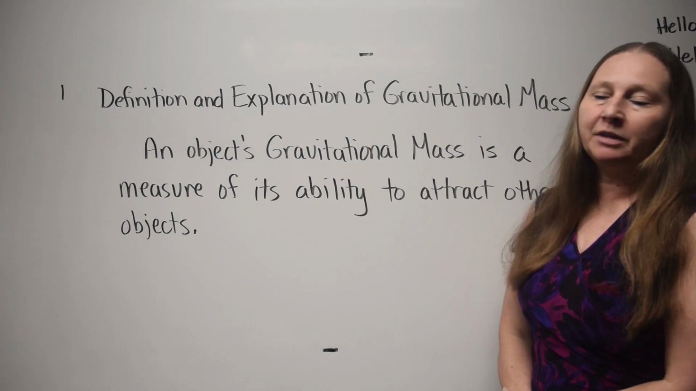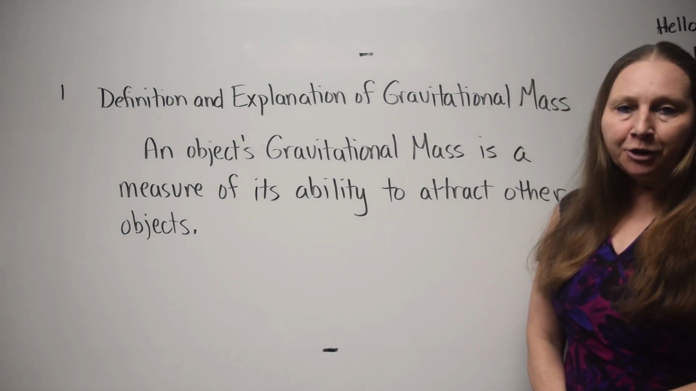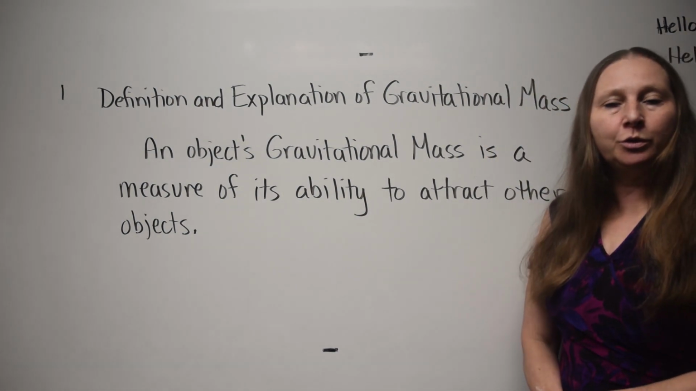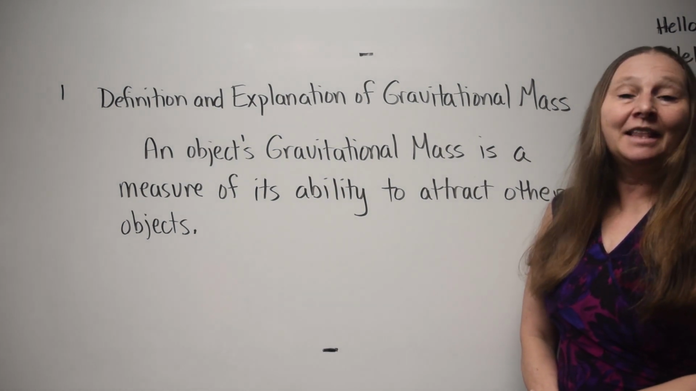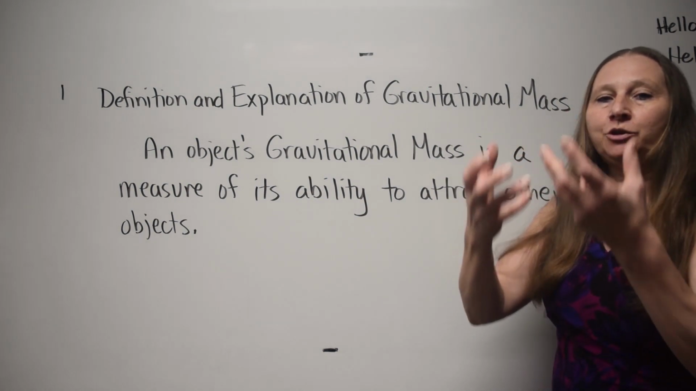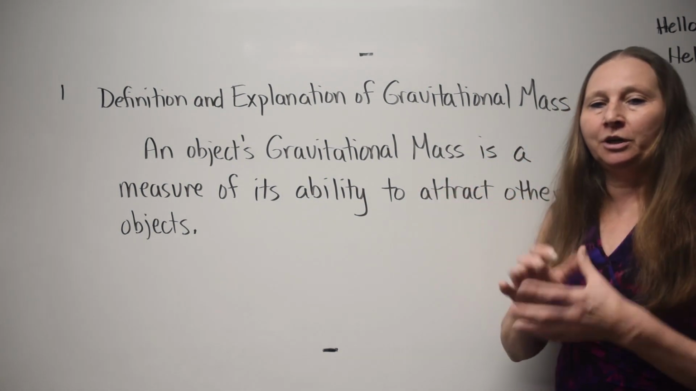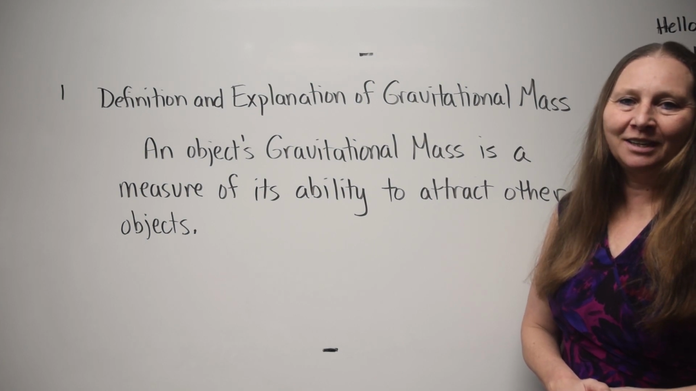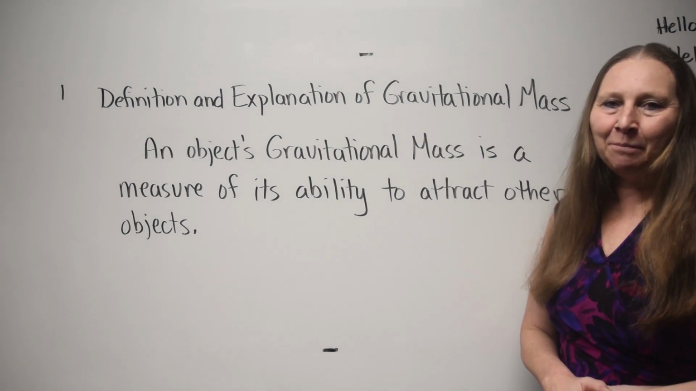A definition and an explanation of gravitational mass. An object's gravitational mass is a measure of its ability to attract other objects. That also includes the ability of the other object to attract it. It is a mutual attraction between two objects. Let's look at that in an example.